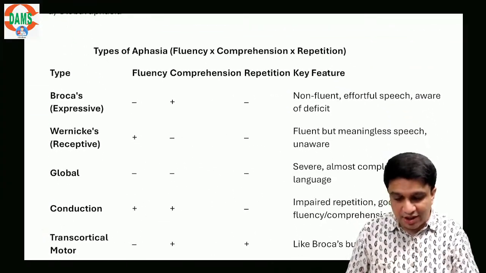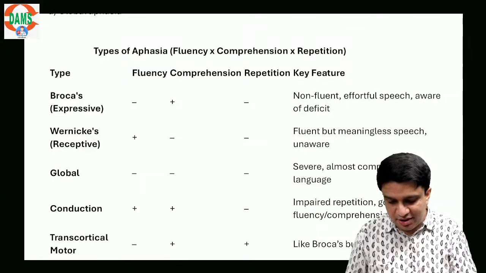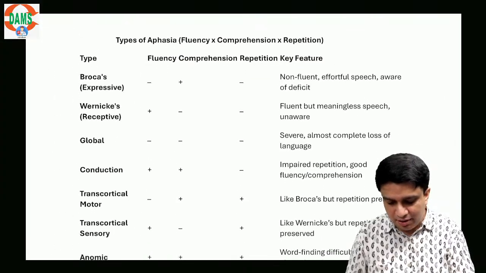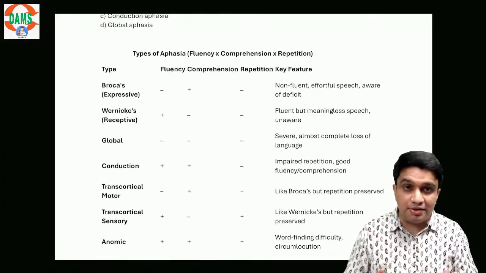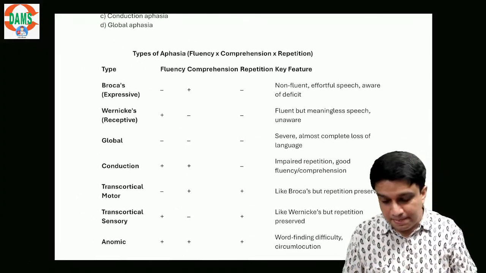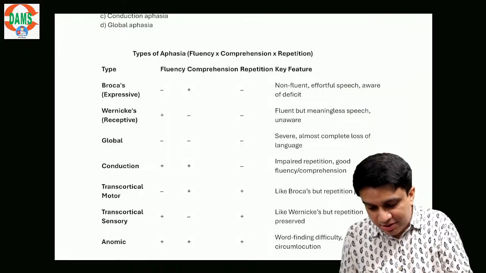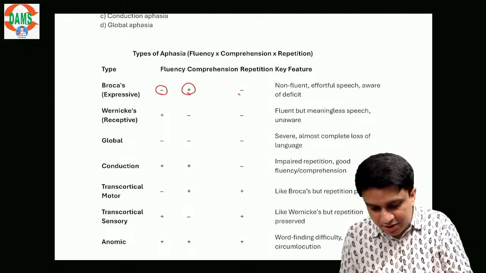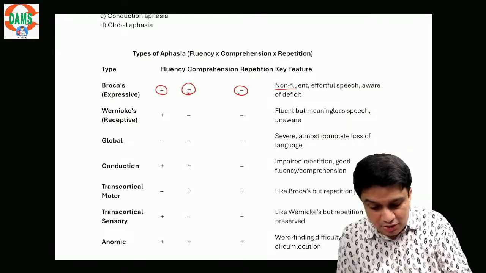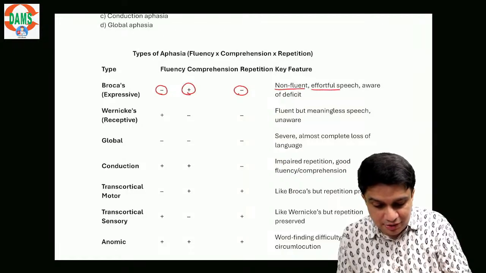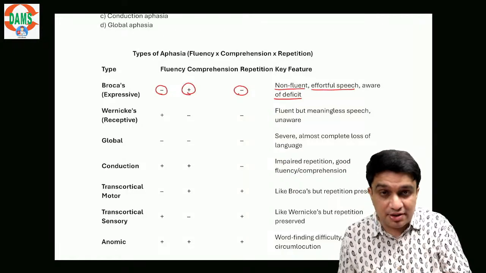So I'll give you a quick recap of them as well, but intentionally in this table I've removed naming, because naming is somewhere specific for anomic aphasia. So let's go one by one. In Broca's or expressive aphasia, fluency is lost, comprehension is intact. Repetition is lost because he cannot form the word. It is also referred to as a non-fluent aphasia, effortful aphasia, and the patient is aware of the deficit.